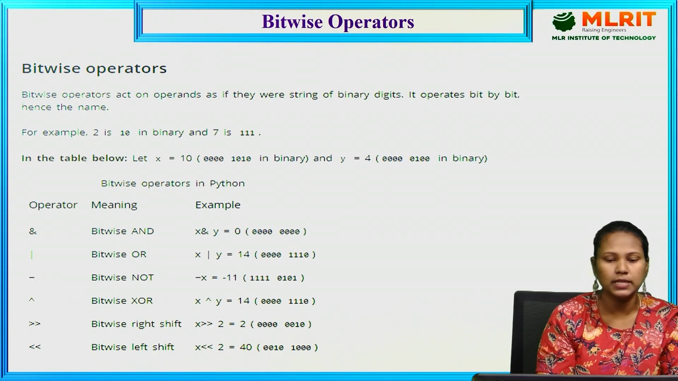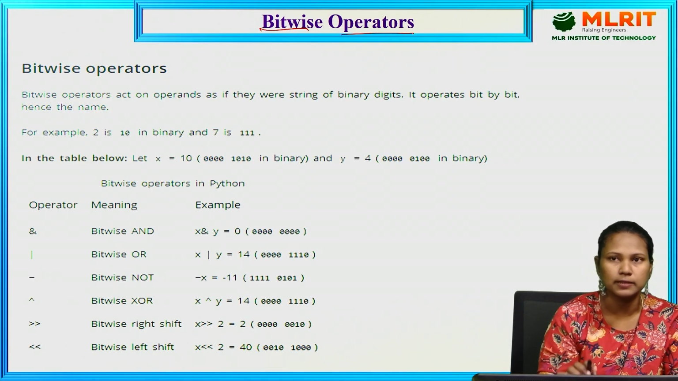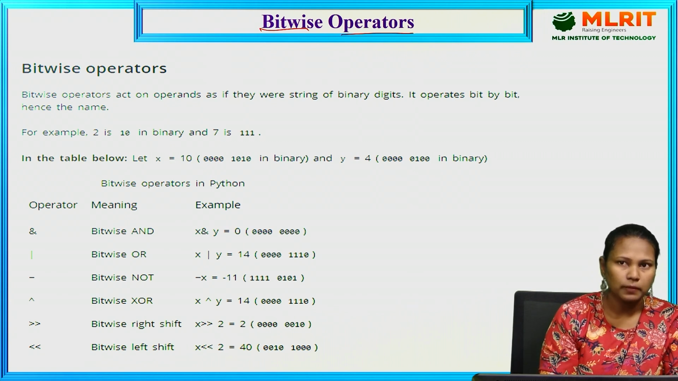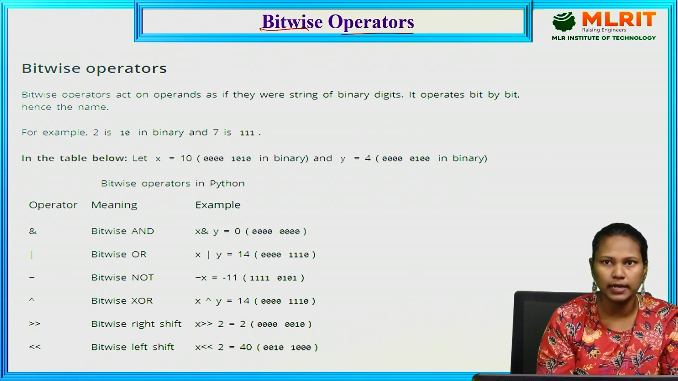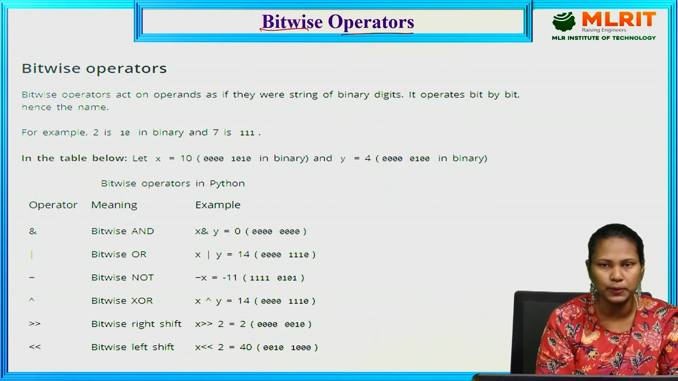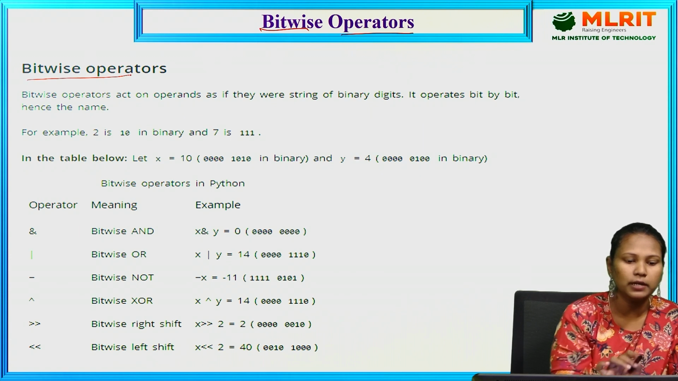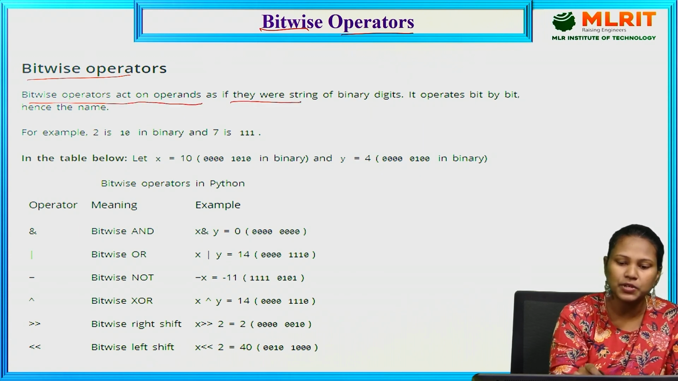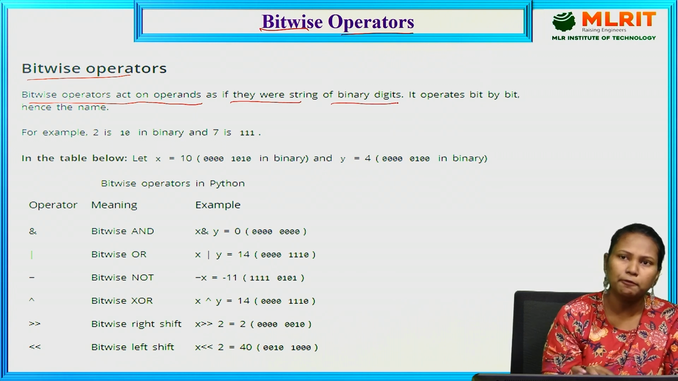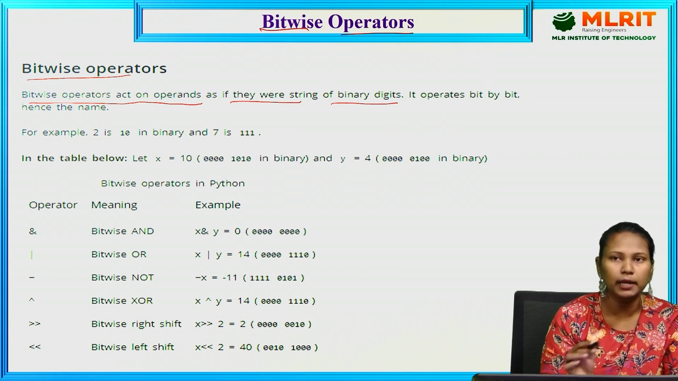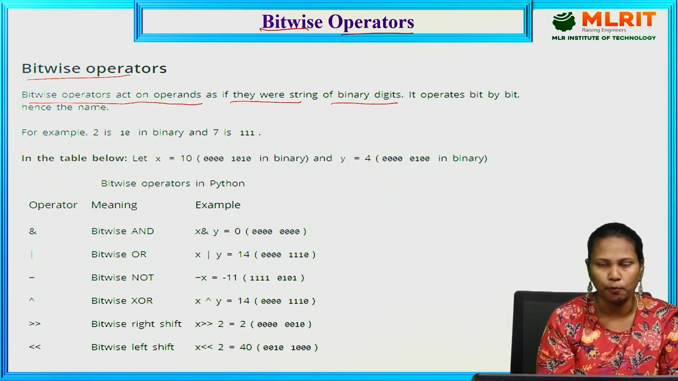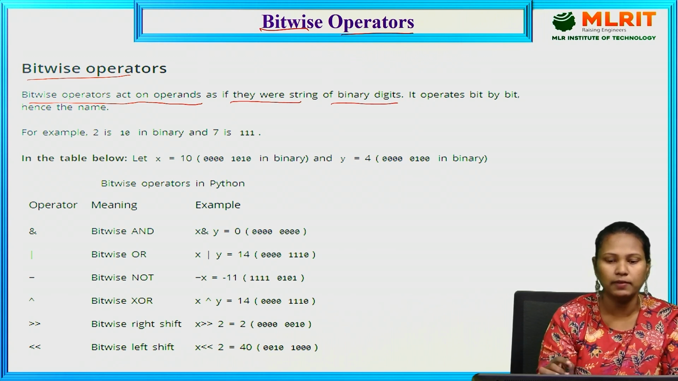The next one is the bitwise operators. Any compiler does not understand the English language. It understands the binary language only, meaning zeros and ones. The bitwise operators act on operands as if they were strings of binary digits. Every data, whether a number, a character or a string, can be converted into binary form. For converting that, we have converters.